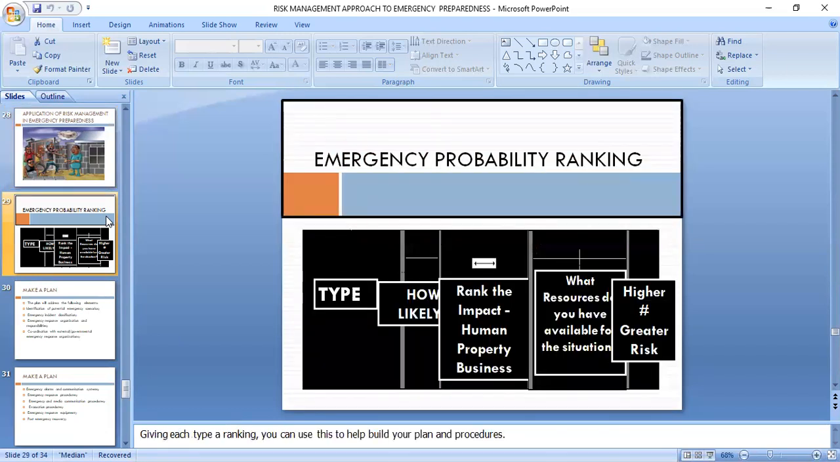So we can also have emergency probability ranking. It's not just enough to identify the risk. You need to know the type of risk that it is. You need to determine the probability. How likely is it that the risk will crystallize? You need to be able to rank the risk: impact on human life, impact on property, impact on the business. And like I said, any risk that will affect human life should be your priority. What resources do you have available for the situation? The higher the risk, the greater your commitment in terms of emergency preparedness.